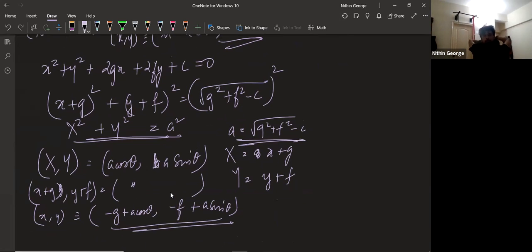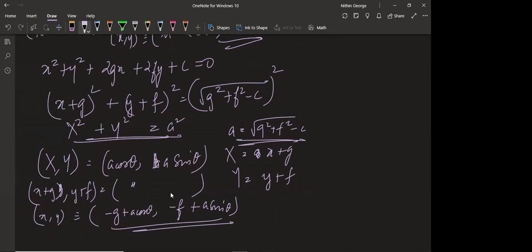Okay. Do you understand parametric form? Yes. So I change the value of theta to get any point, the parametric form. Understood.